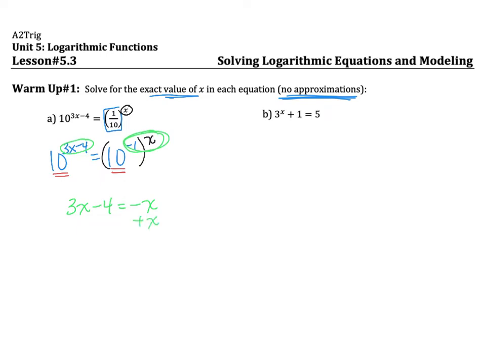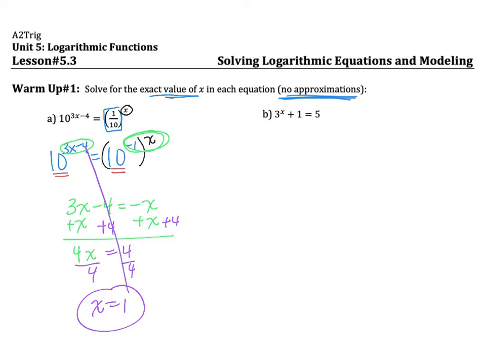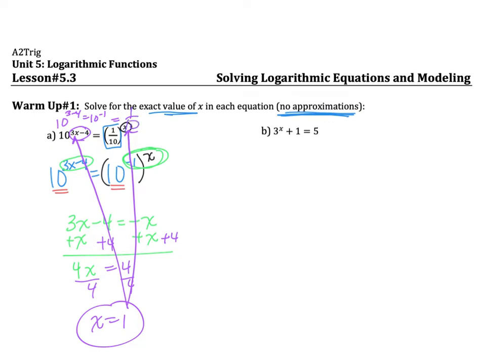I can add x to both sides to get 4x on the left-hand side, I can add 4 to both sides to get 4 on the right-hand side, and then when I divide by 4, I get a value of x equals 1. Now, if you're not sure if this is going to work, because in the end, all of our solutions will not work today when we go through our lesson, so you should check it, right? You can eyeball it right here, plug in a 1. If I plug in a 1, I would get 10 to the power of 3 minus 4, which is 10 to the -1, and that is equal to 1/10. So it is indeed correct.